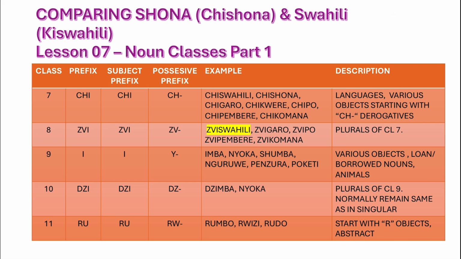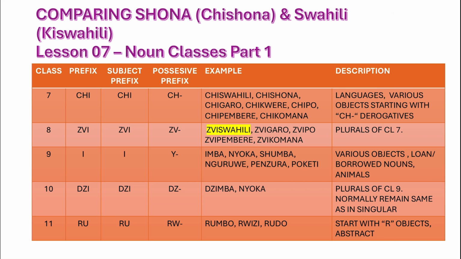Chikomana, this is derogative. Mukomana is a boy. Chikomana is a boy, but there is something wrong with that boy. He might be ugly, he might be a naughty boy, you call him chikomana. So any noun of an object, once you put chi in front of it, it's like a derogative.